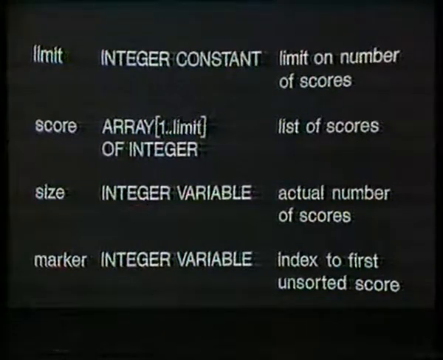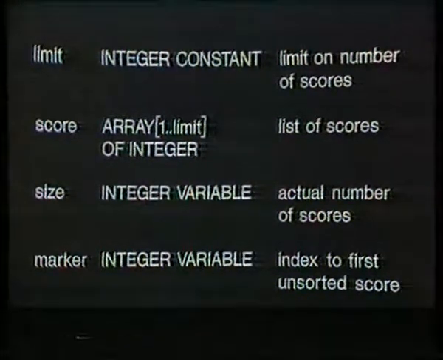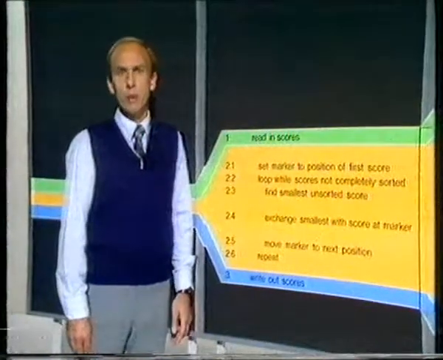We've used one more variable in our design so far, that's marker. That's the index to the first unsorted score. And that's the data table so far. Let's continue with the refinement process. Here's the design we have so far. Let's see how we refine it.